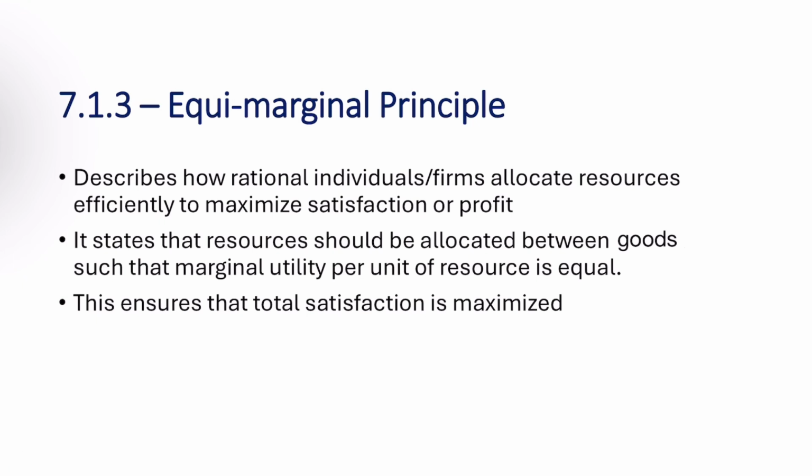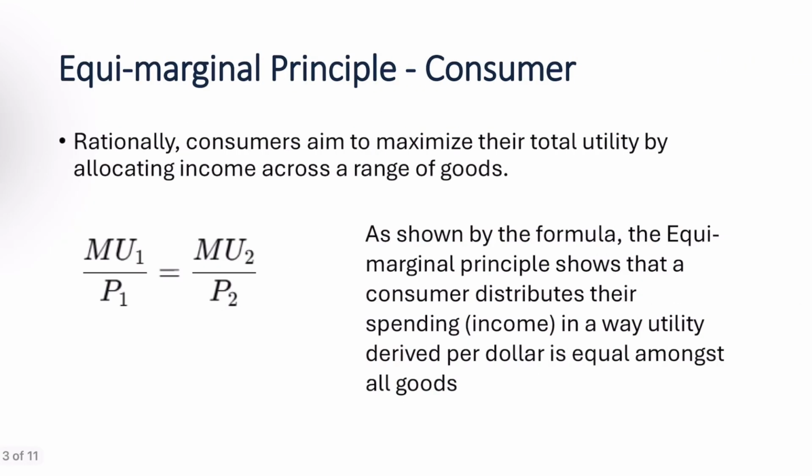It describes how rational individuals or firms allocate resources efficiently to maximize satisfaction or profit. It states that resources should be allocated between goods such that marginal utility per unit of resource is equal. This ensures that total satisfaction is maximized. Let's look at this in terms of the consumer.